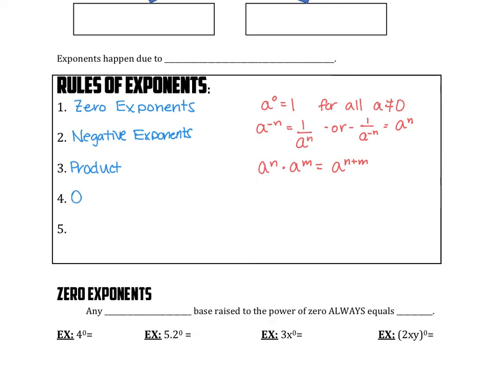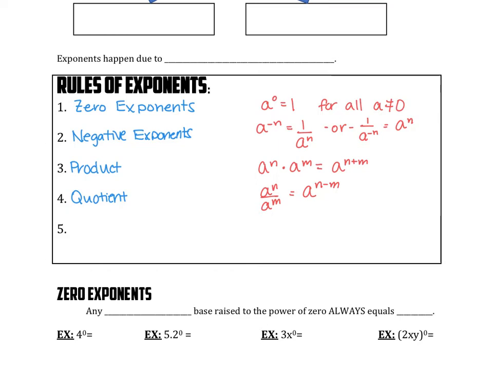Then we have the quotient rule. And the quotient rule says that if we have any of the same base divided, so a to the n over a to the m, that we are going to subtract the exponents, top minus bottom. And then if the answer ends up negative, we would need to then use that negative exponent rule to move it down.